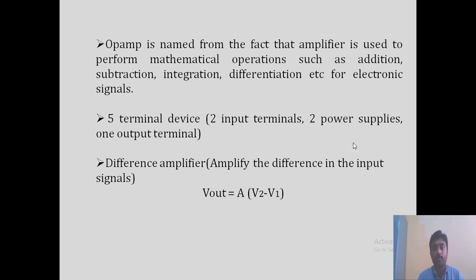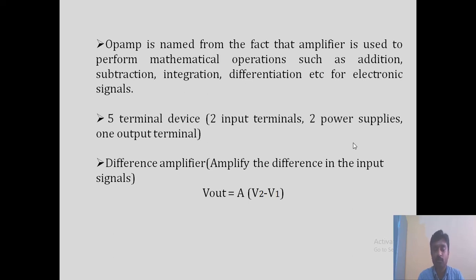Why is this Opamp named like this, as operational amplifier? The fact is that the amplifier is used to perform mathematical operations on electronic signals such as addition, subtraction, integration, differentiation and all. That's why it is named as operational amplifier. As I said, it will be having 5 terminals. Out of those, 2 are input terminals, 2 are power supplies and 1 is output terminal.